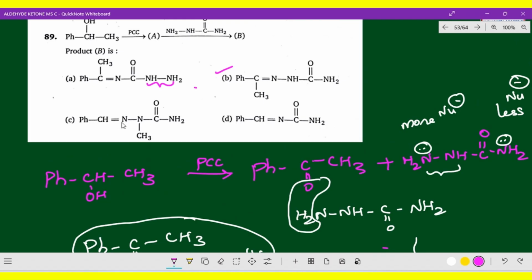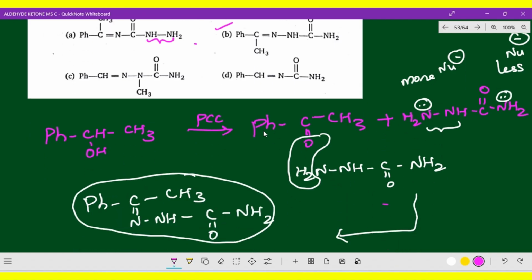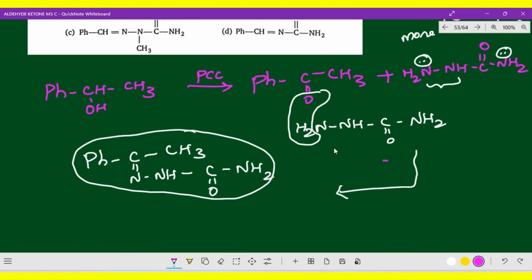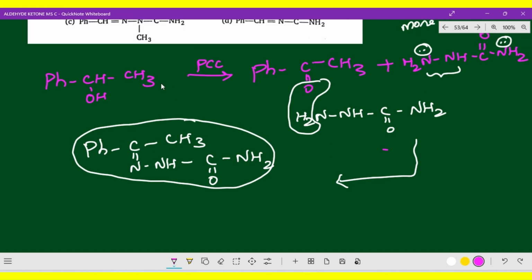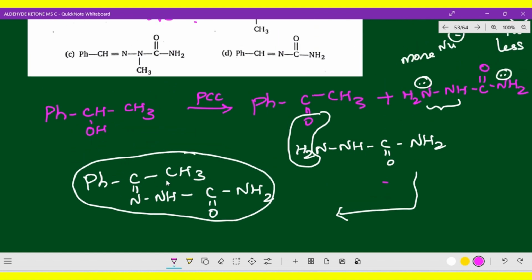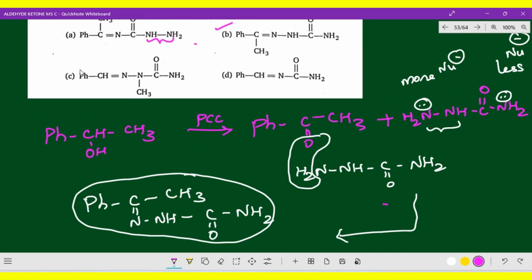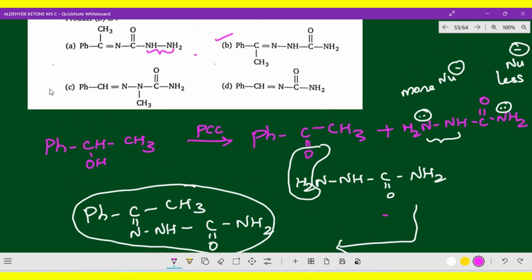And CH double bond N, CH3. How come it is possible? This will not be possible. Why? Because here the carbon methyl group is attached over here only. So the answer will be a carbon which is attached with the CH3, not here. And this is nitrogen, which cannot be attached. So this will be the wrong option.